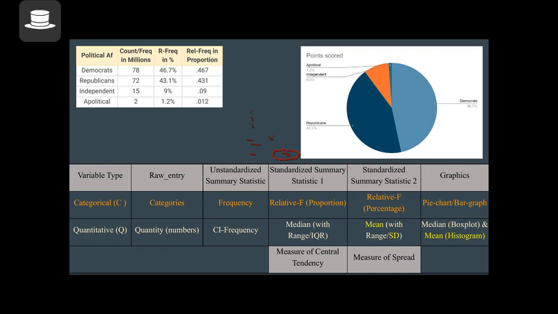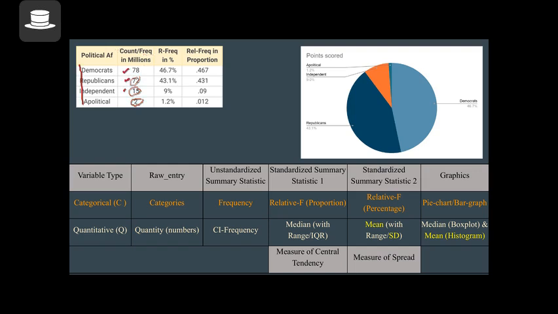Now, when you are summarizing a categorical variable, what you do is you list all the categories and you provide the raw count. How often did this category occur? 78 million times. So it's called count, number of times, or frequency. Then you do the same for the second category, third category, and fourth category. So how do you summarize a categorical variable? You list the categories and provide counts or frequency.